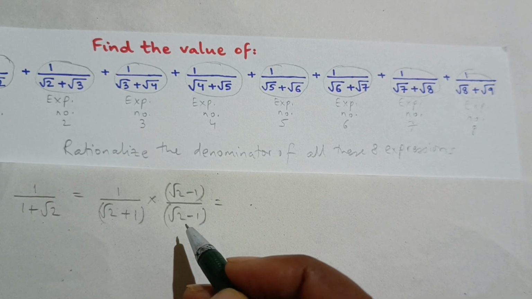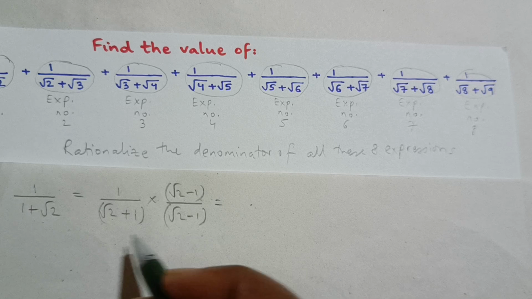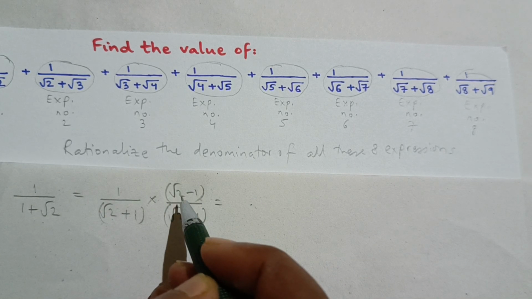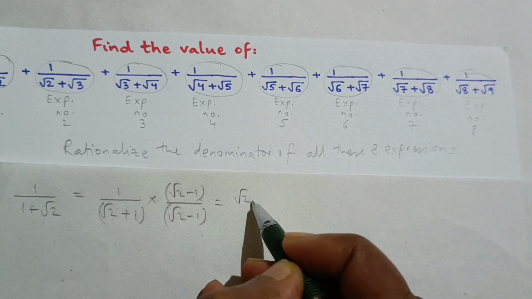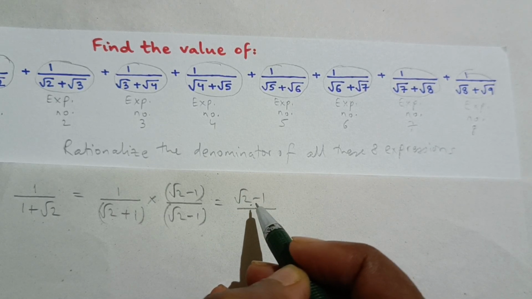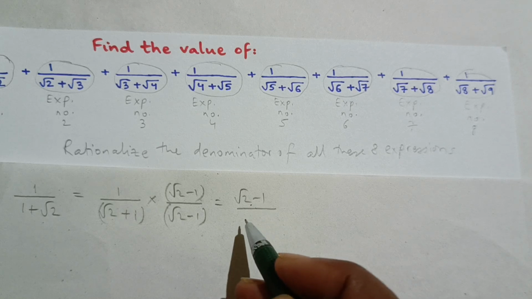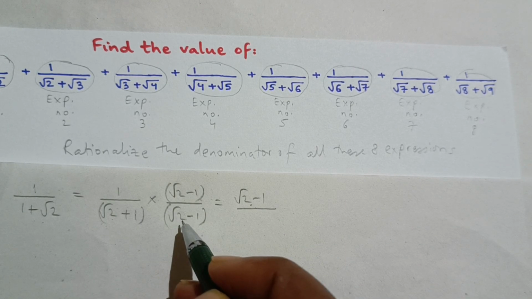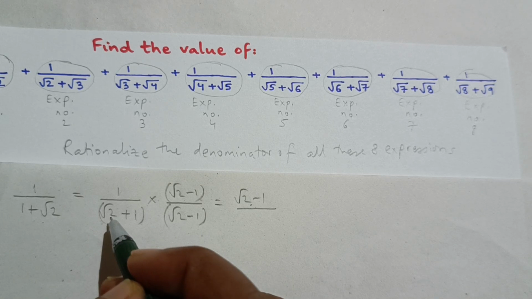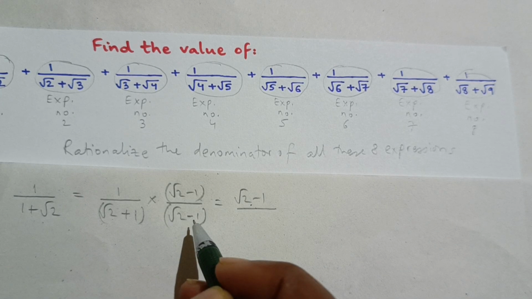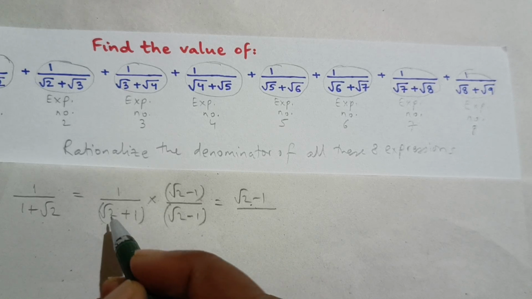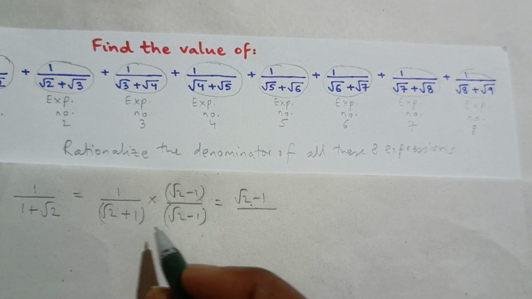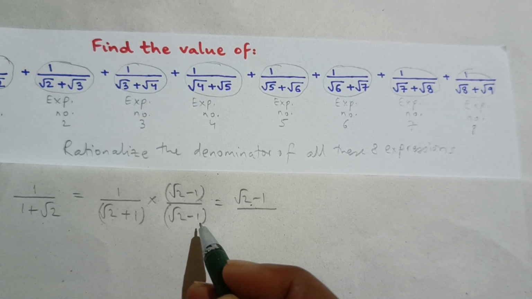So what does it become? This is now multiplication. The numerator will be 1 multiplied by square root of 2 minus 1, which is simply square root of 2 minus 1. The denominator will be square root of 2 plus 1 multiplied by square root of 2 minus 1. It looks like a plus b multiplied by a minus b.